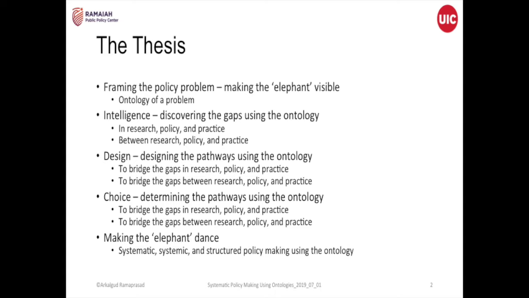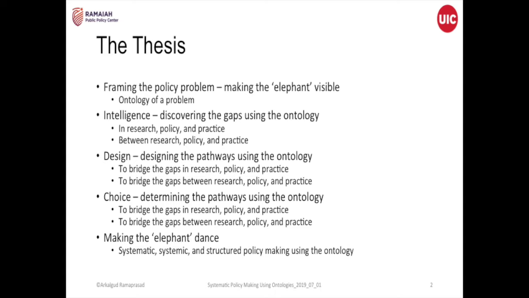The thesis that I'm going to present in the next few minutes is that before we address a policy problem, we need to frame it. I call that making the elephant visible. Then I borrow from an old model of decision making that Herbert Simon postulated: intelligence, design, and choice.